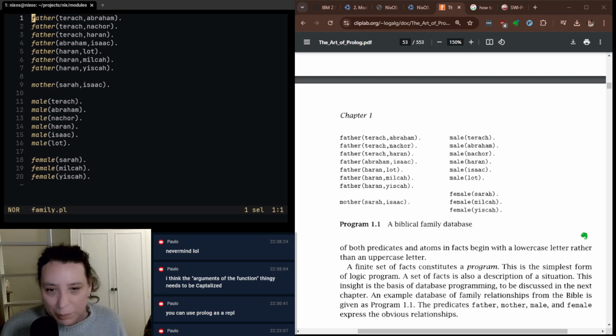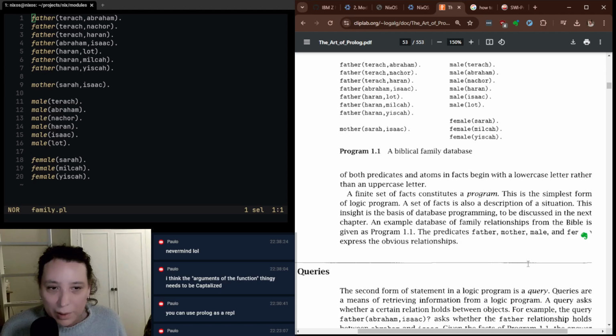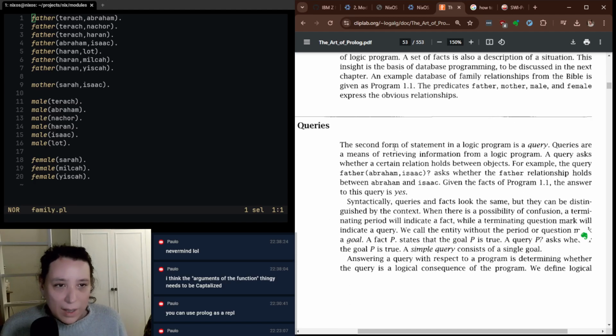So now we've got our first Prolog, well, technically our second Prolog program. The second form of statement in a logic program is a query. Queries are a means of retrieving information from a logic program. A query asks whether a certain relation holds between objects. For example, the query father(abraham, isaac) asks whether the father relationship holds between Abraham and Isaac. Given the facts of program 1.1, the answer to this query is yes.